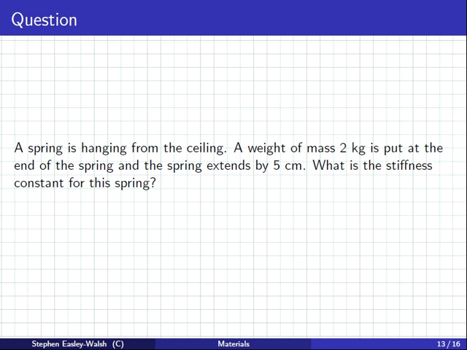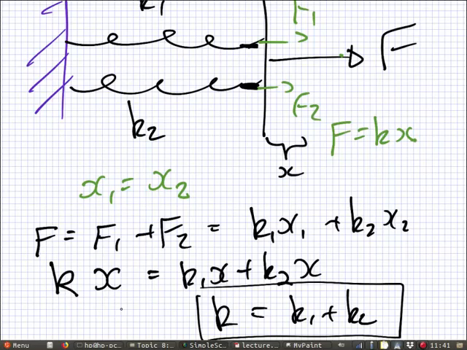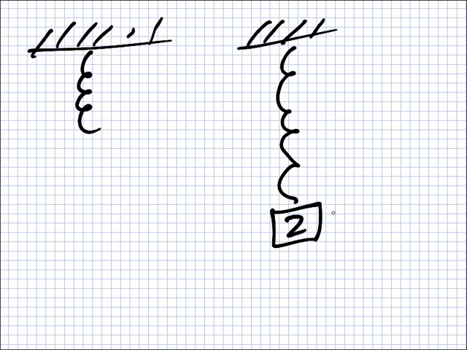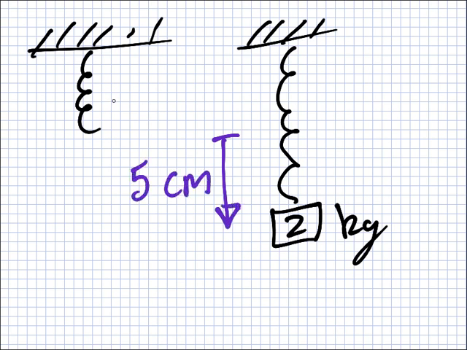Here's a more interesting one. A spring is hanging from a ceiling and a 2 kilogram mass is put at the end of it, and it causes an extension of 5 centimeters. What is the stiffness constant here? So let me just draw the picture here. You have the ceiling. You have a spring here. Then you hang on it 2 kilograms. And you notice that it causes the spring to extend by 5 centimeters.